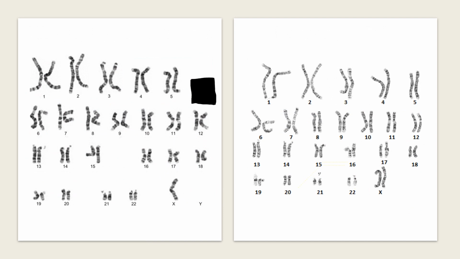So now that you kind of know how to approach a karyotype, I want to give you some time to look through these 2 karyotypes that you have in front of you, the one on the left and the one on the right. Go through the autosomes, go through those sex chromosomes, and see what difference you can find.